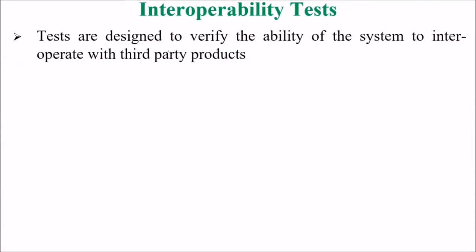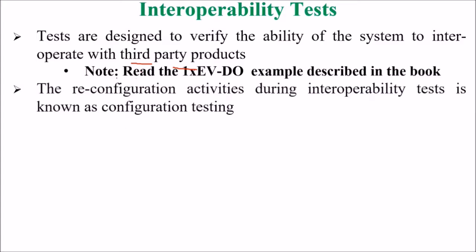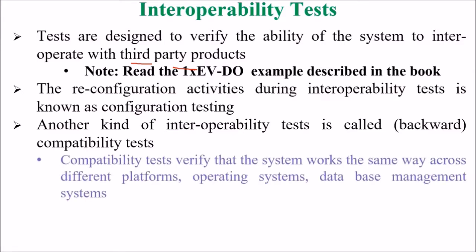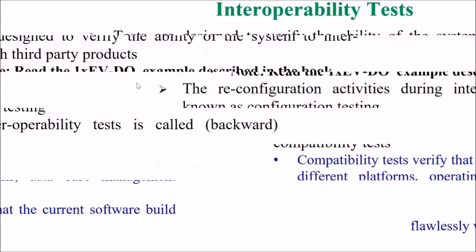Interoperability test. These are the tests designed to verify the ability of the system to interoperate with the third-party products. We'll try to briefly cover this. To reconfigure activities during interoperability test is known as configuration testing. Another kind of interoperability test is what we call as backward compatibility test. So compatibility test verify that the system works the same way across different platform, operating system, database management system, etc. Backward compatibility test would verify that the current software build flawlessly works in also the older version of the platforms.